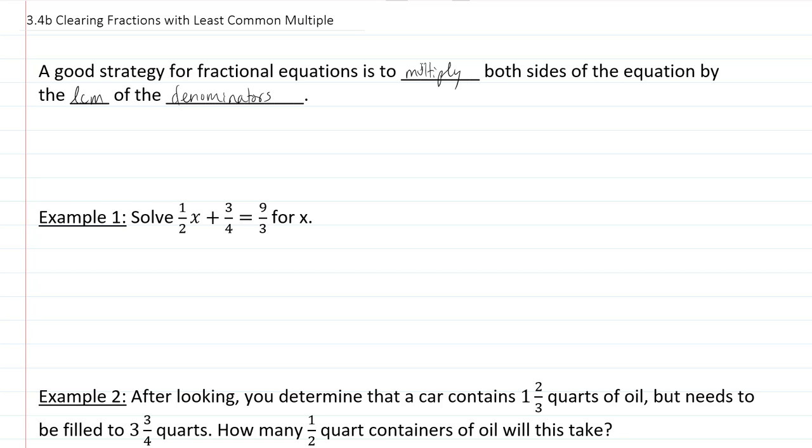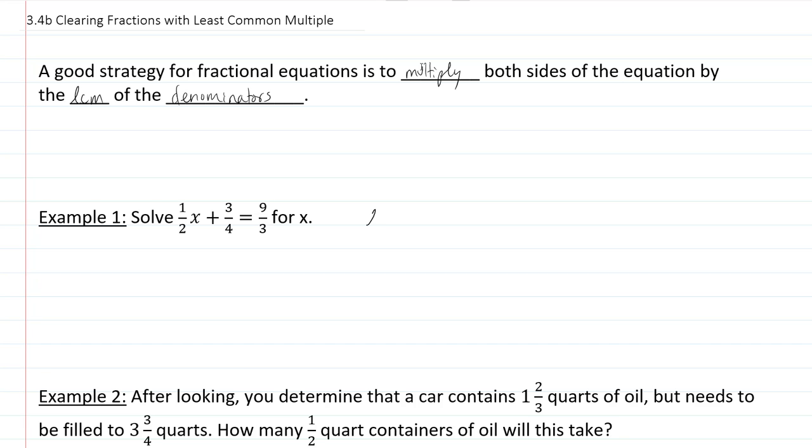As you saw before in a previous video, dealing with fractions can kind of be a pain. So why don't we turn our equation with fractions in it into an equation without any fractions, just whole numbers as the coefficients and things adding. The way we do this is we first find the LCM of the denominators. So let's work on our first example. Solve 1/2 x plus 3/4 equals 9/3 for x.